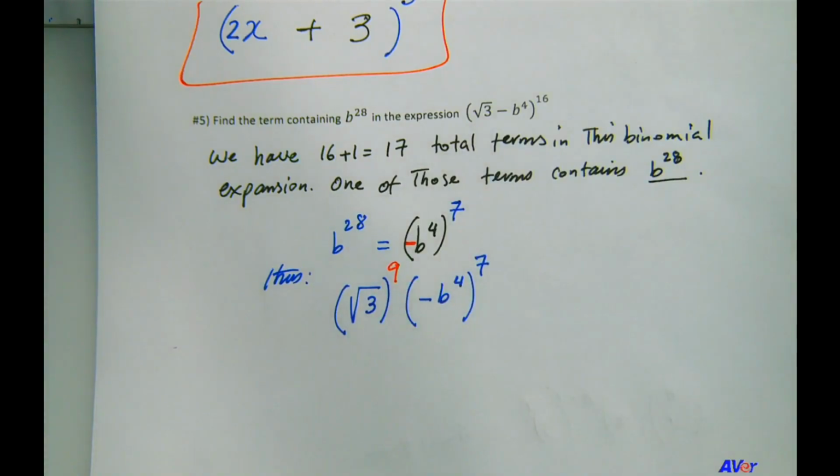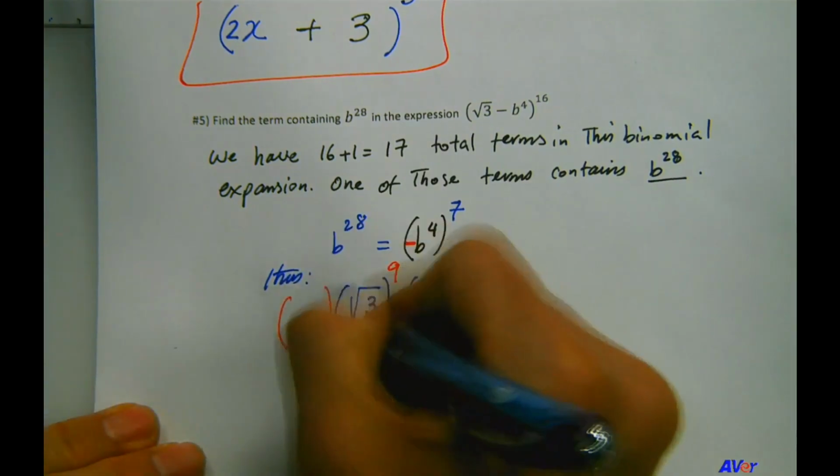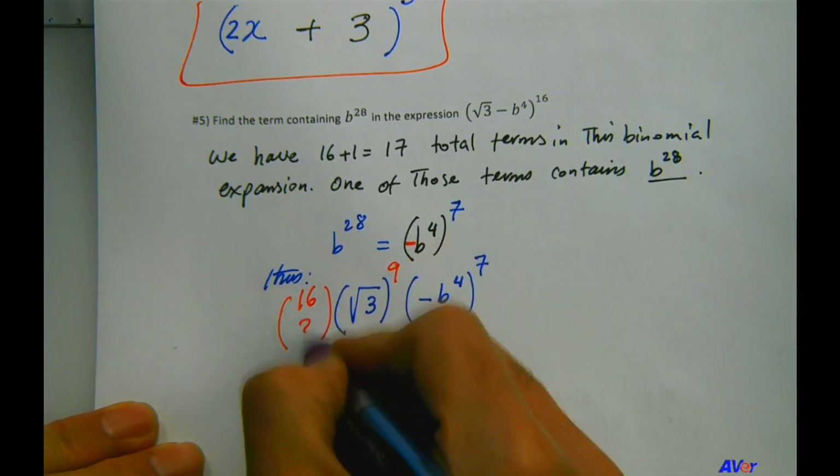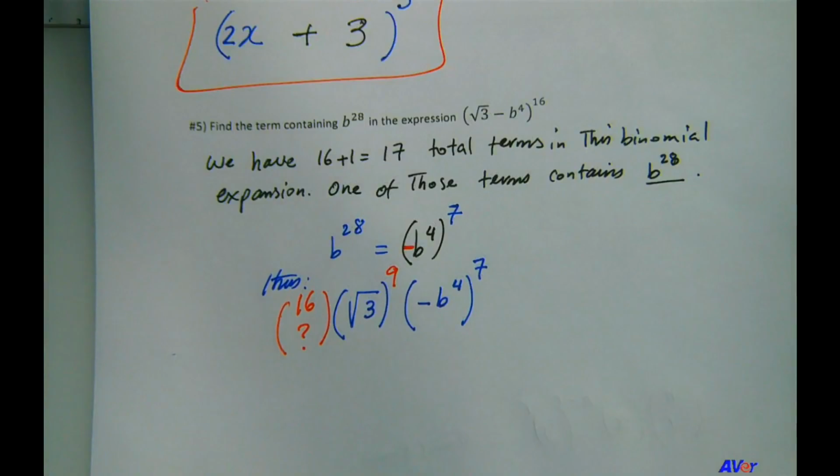Right? Are we done? We're not done. Right? What are we forgetting here? Or what is it that is missing? We're not forgetting about it, but what is it that is missing? The coefficient. The coefficient here is missing. The coefficient would be 16 choose something. Right?